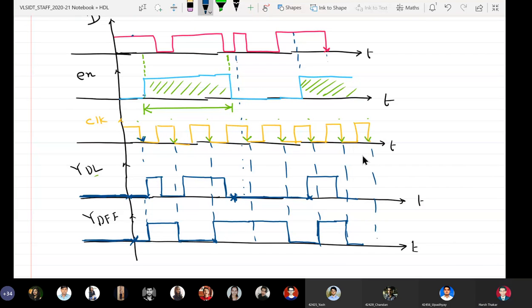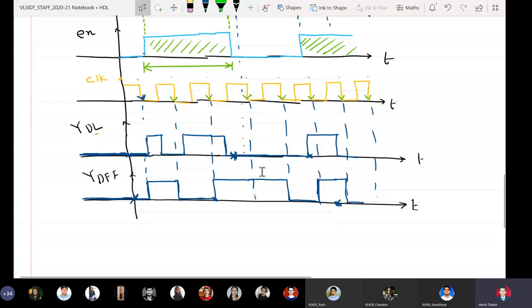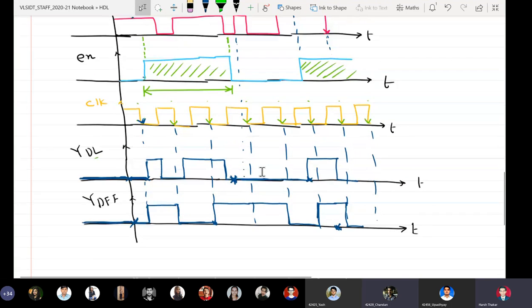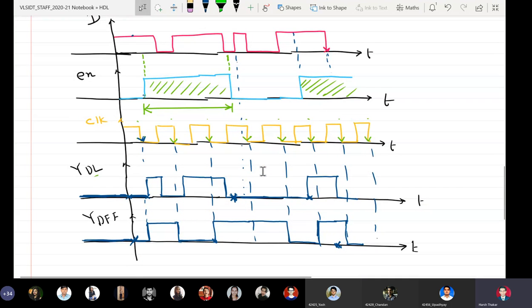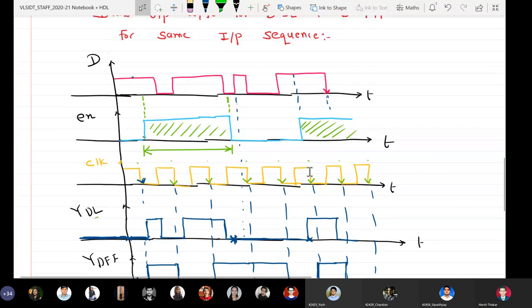Please note that the input is becoming 0 at this instant, but because at that instant the falling edge hasn't arrived, that is why the output continues. Are you able to see a clear-cut difference in the output waveforms of D latch and D flip-flop? Yes, sir. The same input sequence is given, but because D latch is level triggered and flip-flop is edge triggered, that is why there is a difference in waveforms.